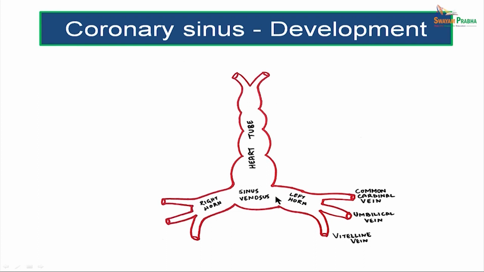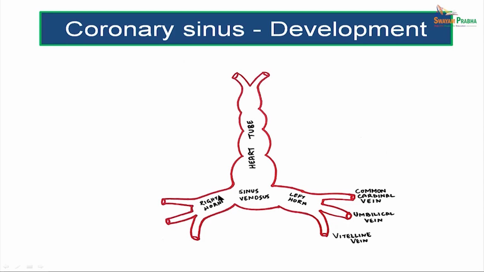This is the lower end of the heart tube into which the sinus venosus will open. The sinus venosus is elongated transversely to create two horns, a right horn and a left horn. The two horns will receive the three big veins: the common cardinal vein or the duct of Cuvier, the umbilical vein, and the vitelline vein.